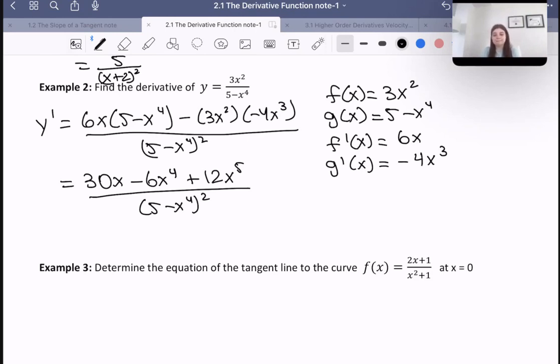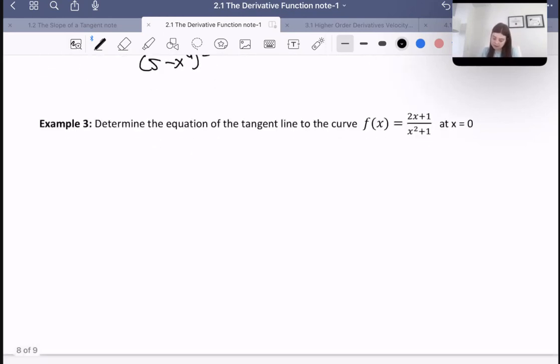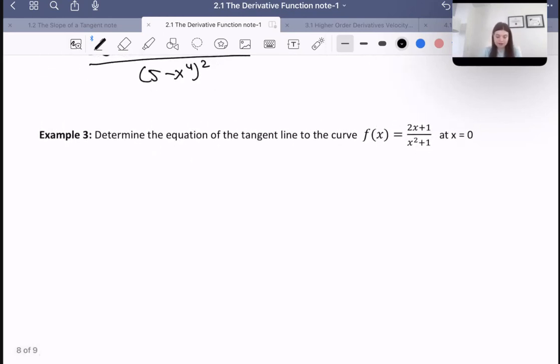Awesome. All right, let's move on to example 3, a little bit of an application of the quotient rule. It says determine the equation of the tangent line to the curve f of x is equal to 2x plus 1 over x squared plus 1 at x is equal to 0.